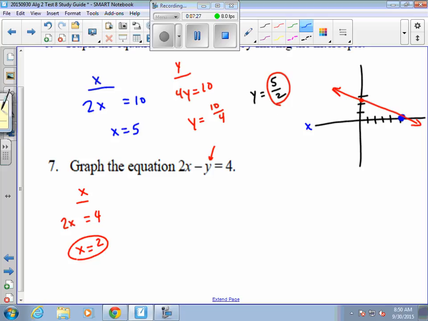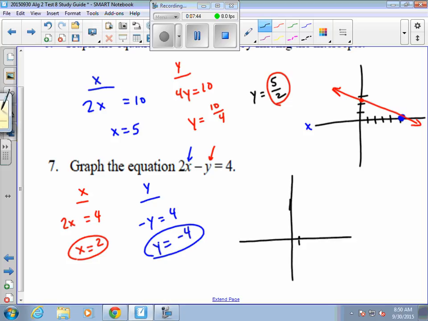If you use the y-intercept, you're going to plug in 0 there. It's going to eliminate that. So you'll have negative y is equal to 4. When you divide by -1 on both sides, the y-intercept's value is -4. So to graph that one, the x value is going to be at 2, and your y value is going to be at 1, 2, 3, -4. So the y-intercept is there. Your x-intercept is at 2. And when you draw your line through those 2 points, it looks like that.